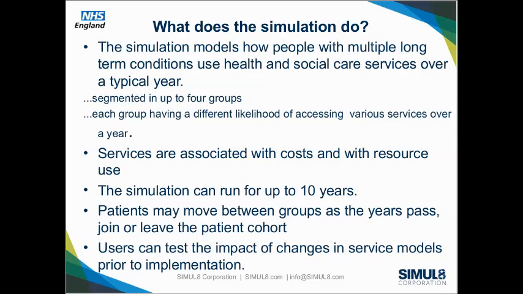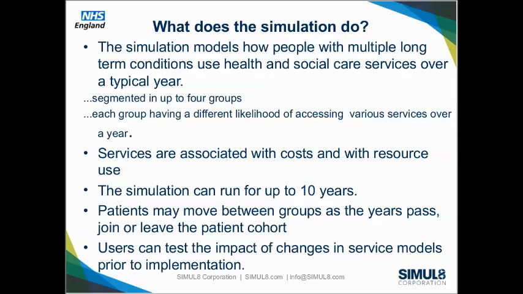The simulation models how people with multiple long-term conditions use health and social care services over a typical year. So services are associated with costs and resource use, both staff time and bed days, and thus the tool outputs results in terms of activity, costs and resources. The patient cohort that you select for testing using the tool can be segmented in up to 4 groups, with each group having a different likelihood of accessing services over a year.